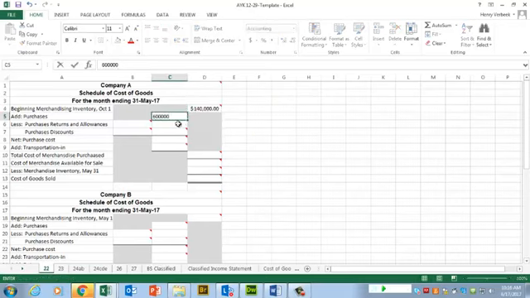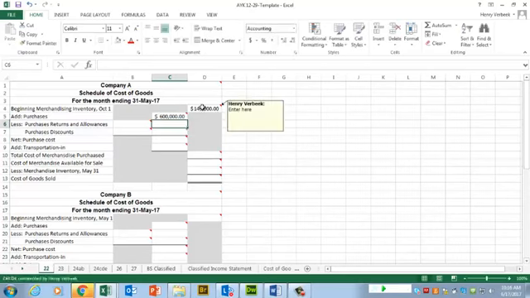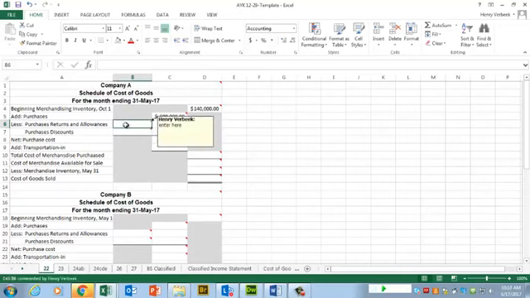I've created these templates so they're grayed out, so it's pretty simple, but you do have to pay close attention to add and less. So we've got purchase returns and allowances of $30,000. And purchase discounts, it doesn't say anything about purchase discounts, so we're just going to leave that as a 0.